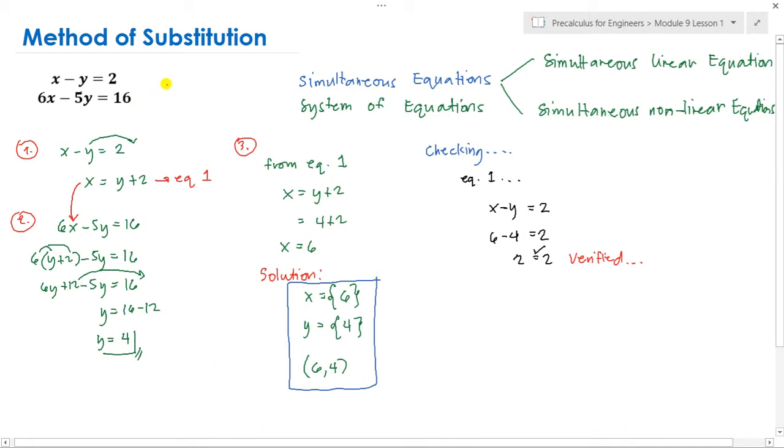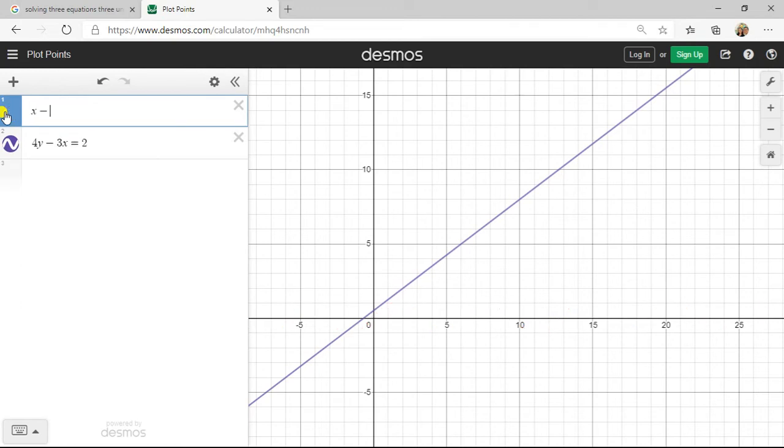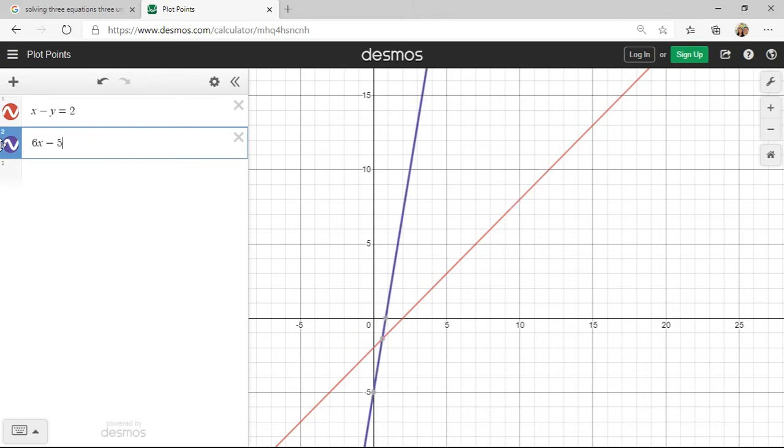Now, class, we can also verify this using a graphing calculator, or any graphing software. So let's go to Desmos, the online graphing calculator. If we plug in our system of equations, the first one is x minus y is equal to 2. The second is 6x minus 5y is equal to 16.